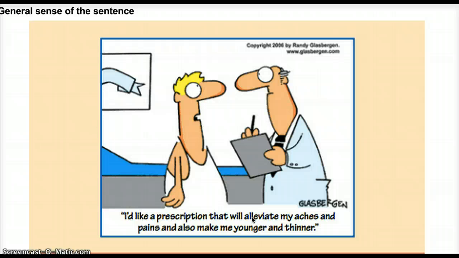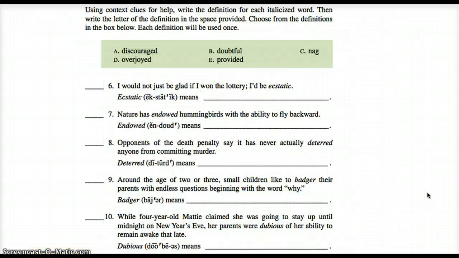So these are all examples, 4 different ways of looking at context clues to help us figure out what words mean in a sentence. The next thing that I want to do is do some shared work so that we can practice this. Let's start with number 6 and let's work on this together.